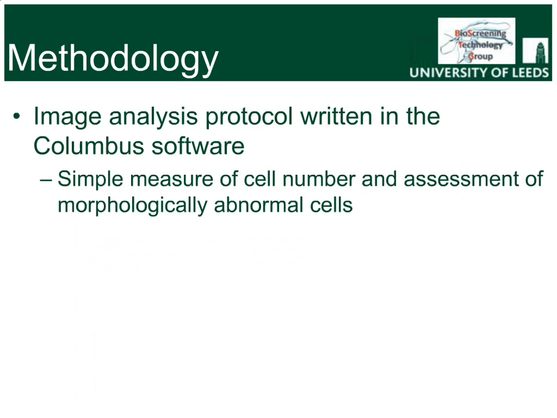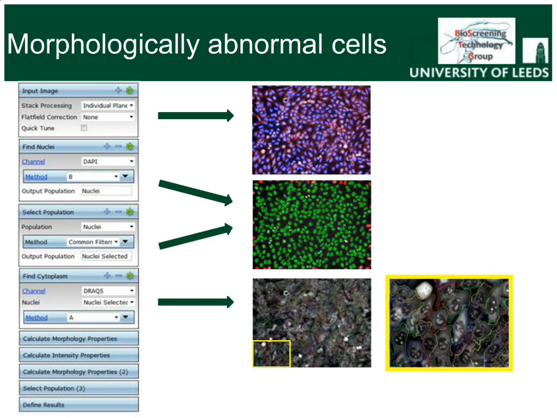The images generated were then analyzed in the Columbus software, looking at simple measures of cell number and morphology to distinguish cells that varied from normal cells, what I will now term abnormal cells. Firstly, the nuclei of all the cells in the image were identified with the find nuclei algorithm based on the DAPI channel, as seen in green, before those on the periphery of the image were excluded, the red cells.